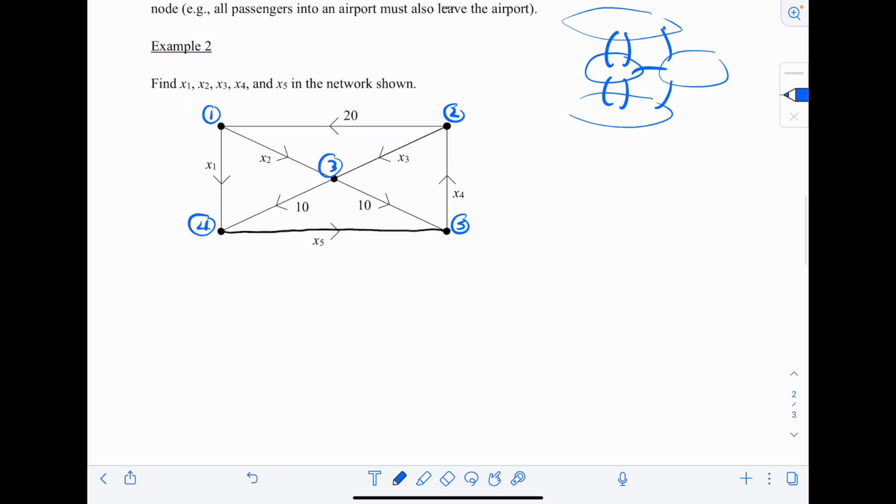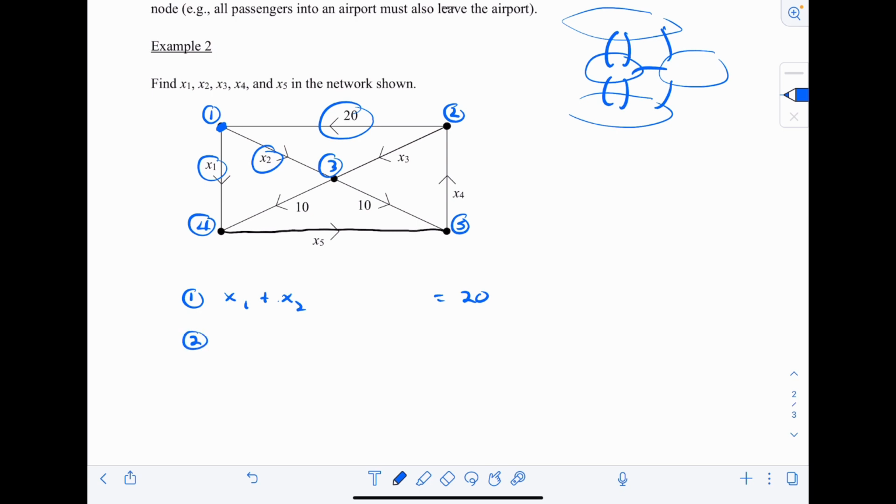So if I look at node 1, for example, I have 20, whatever it might be, flowing into 1. And then I've got a quantity of x1 and x2 flowing out of node 1. So remembering that the inflow has to equal the outflow, in this case the outflow, x1 plus x2, has to equal the inflow of 20. So x1 plus x2 has to equal 20. That's what we get at node 1. And as we continue through, we're just going to come up with equations for each of these nodes.